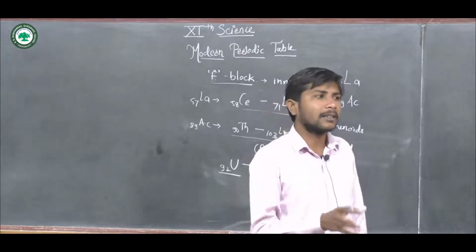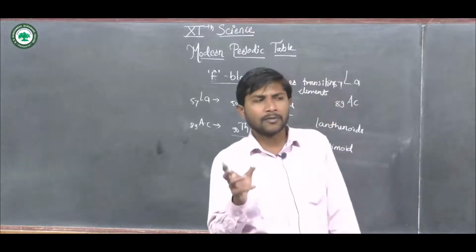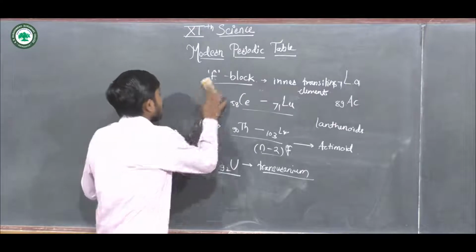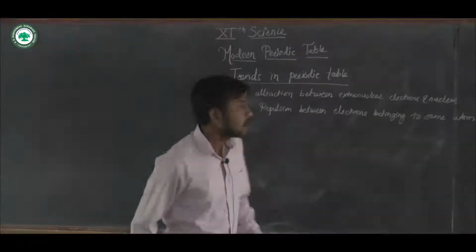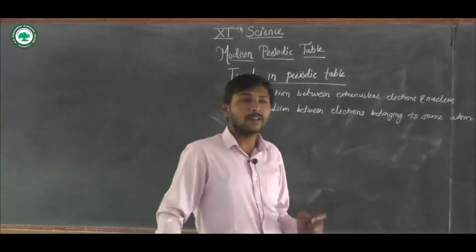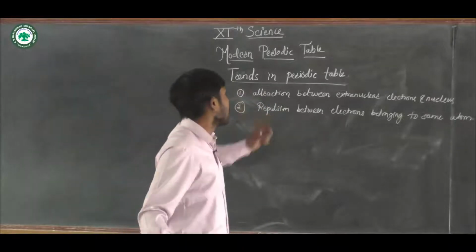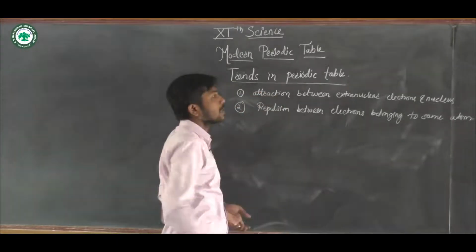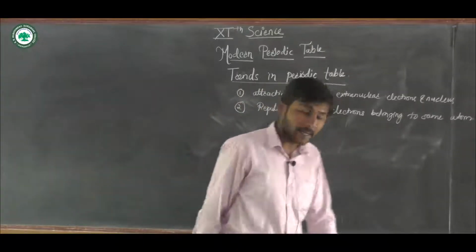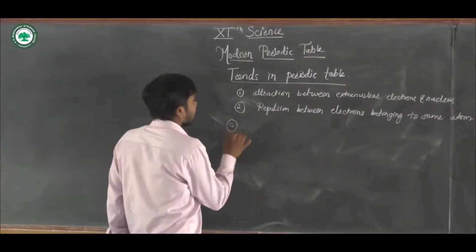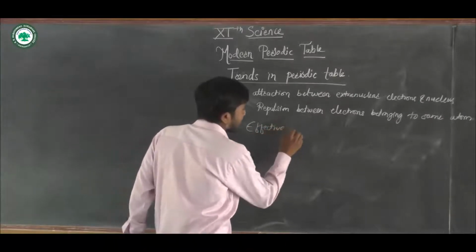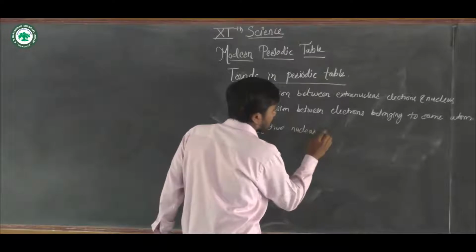What do we mean by trends? There are some different features, like, let's see firstly, the effective nuclear charge. Now we'll see the periodic trends. Trends in the periodic table are basically explained by two factors: the attraction between the extranuclear electrons and the nucleus, and the repulsion between the electrons belonging to the same atom. The first trend is the effective nuclear charge.